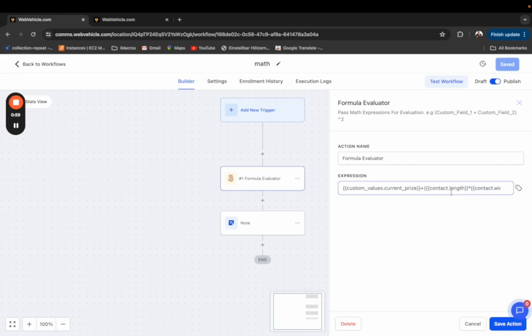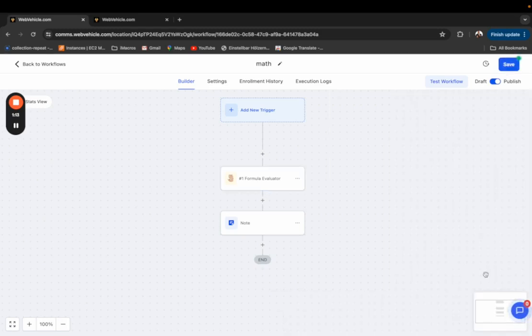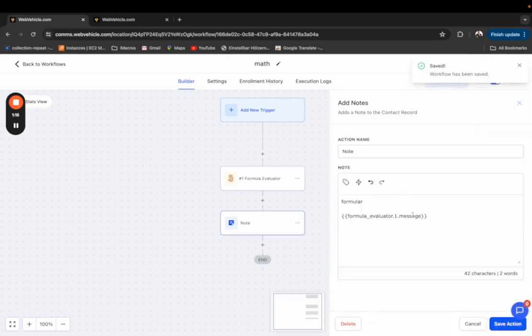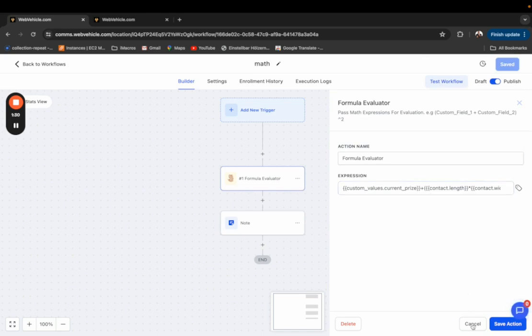And then what can you do? You can include custom values inside the formula. You can include custom fields inside the formula. You can include numbers inside the formula, and you can include math expressions all together inside the formula. In this case, we're just going to display the result of the value inside the note of the contact. Now, these things already have values in them, so I'm just going to run it.